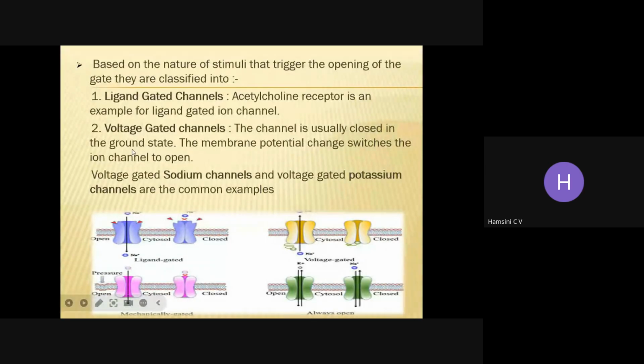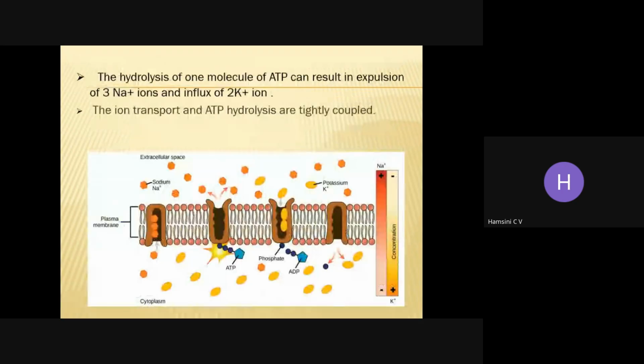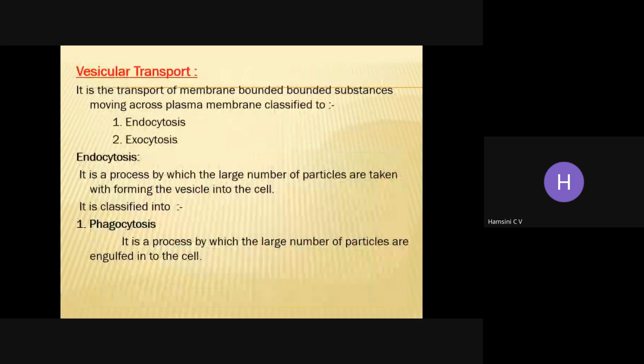Then active transport. I think from here I had to do. Oh yeah, I have done even this actually.